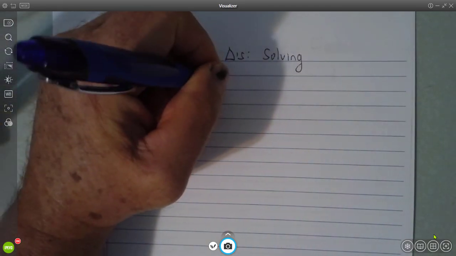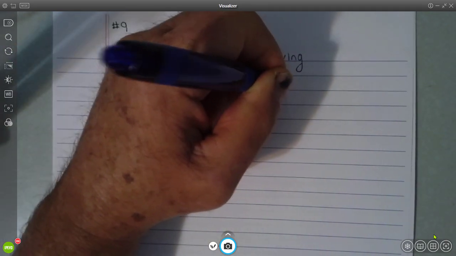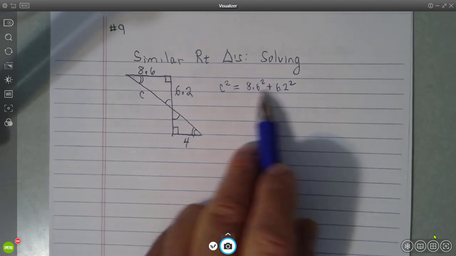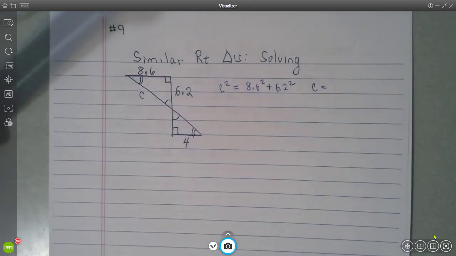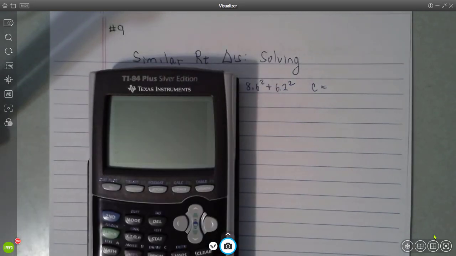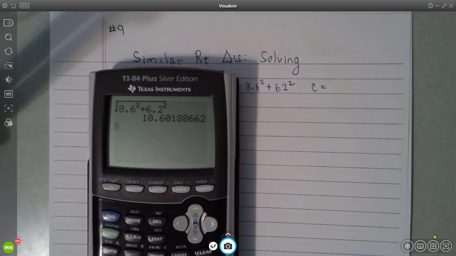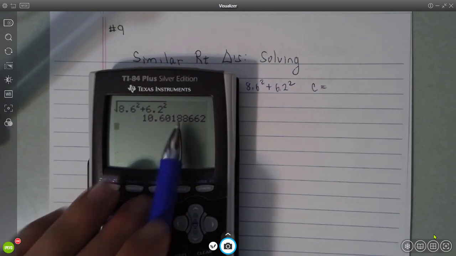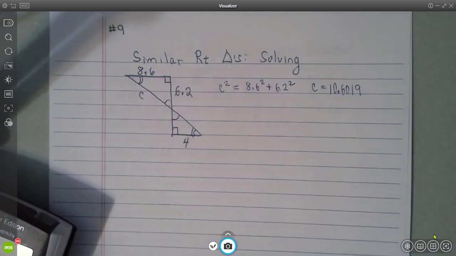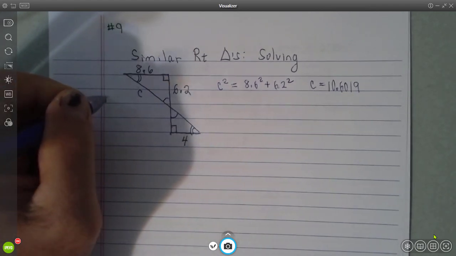So let's do that. C squared is equal to 8.6 squared plus 6.2 squared. And we'll compute this sum, and then we'll take its square root in order to get C. And we get 10.60. Now we're going to round off, so this becomes a 9 here, 6019. All right, so we have all three sides now.